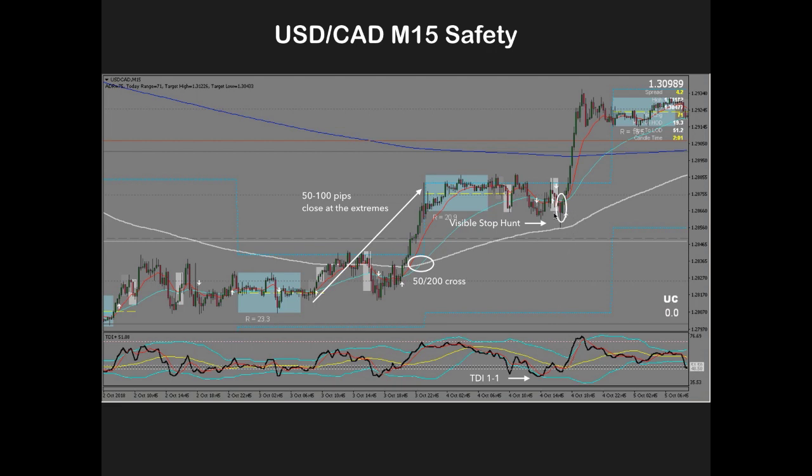So right here we also have a second leg nameable pattern. All right, railroad tracks, and then you have the TDI confirm, RSI above the signal line, above the market baseline. You have a beautiful move up right here. So there's your safety move on the UCAD M15. That's how you spot those.